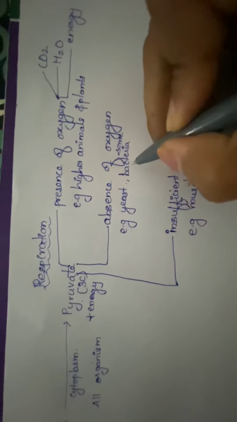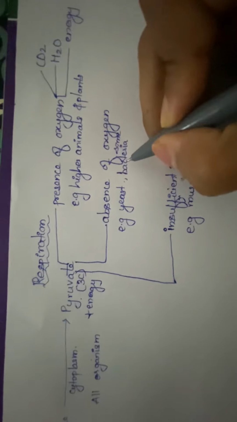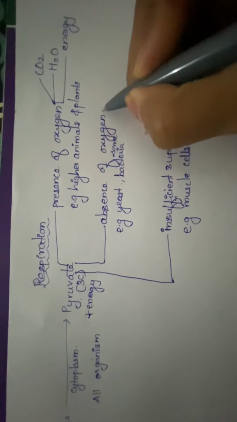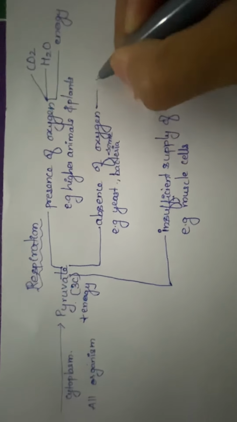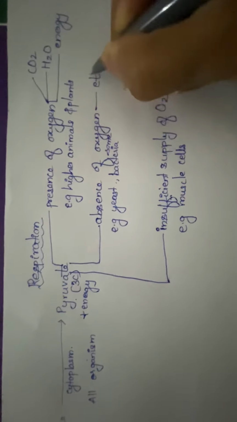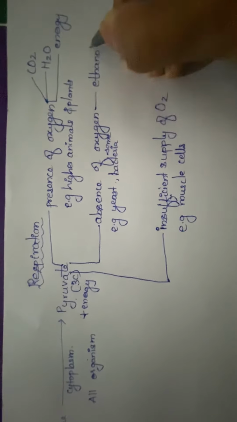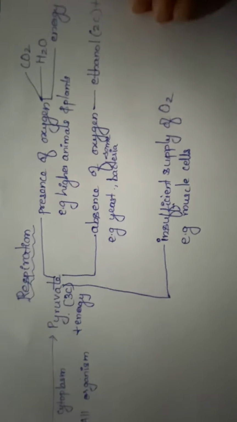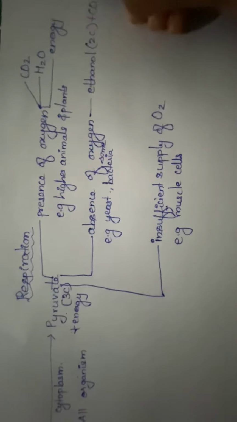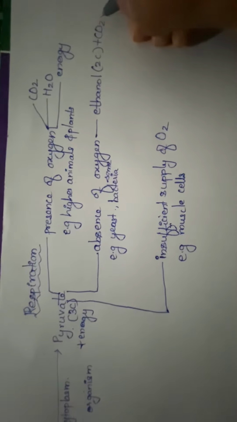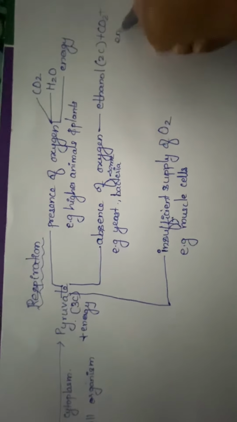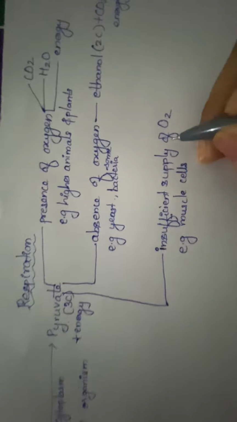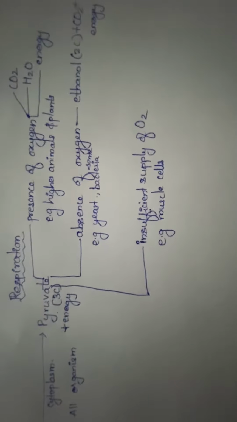Okay. Then what happens in absence of oxygen? Organisms such as yeast, some bacteria and some flatworms, when they break pyruvate in absence of oxygen, form a 2 carbon atom structure called ethanol, C2H5OH. Then they also form CO2, and energy is liberated.